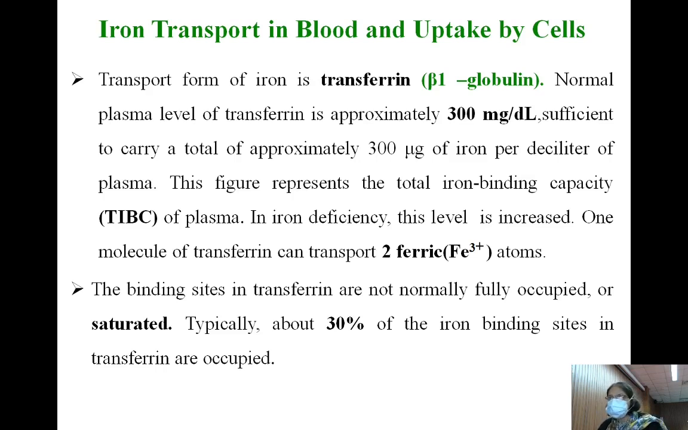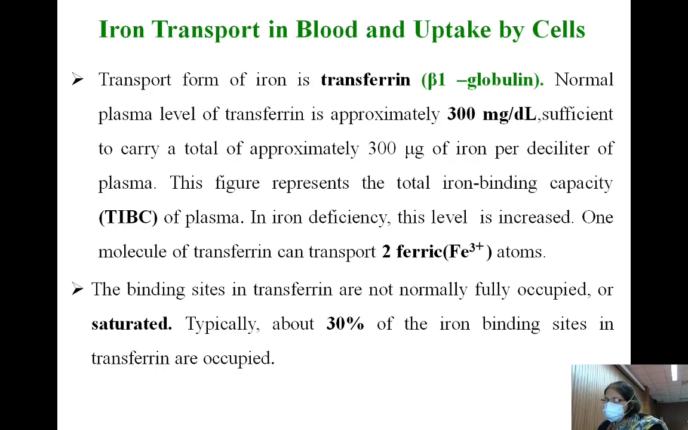Okay, that means all the iron binding sites of the transferrin are not occupied, or not saturated, by the iron at a time, isn't it? Although its concentration is 300 milligram per dl, this concentration is sufficient to carry 300 microgram of iron per deciliter of the blood. Okay, this is the iron binding capacity, isn't it?